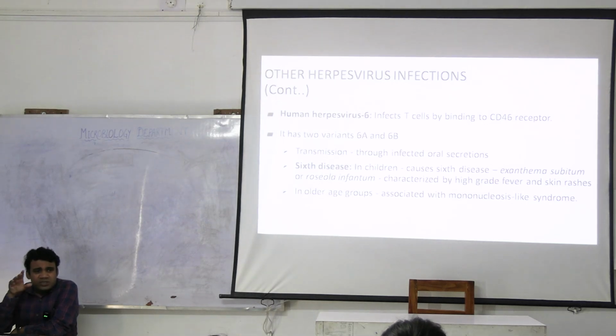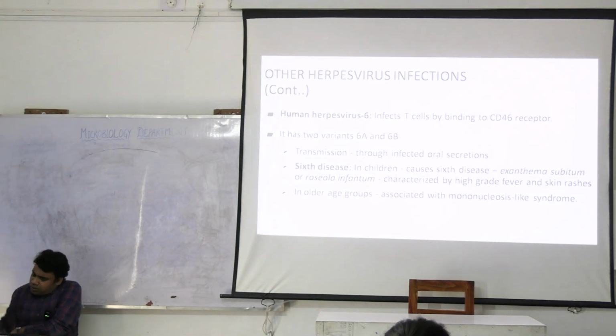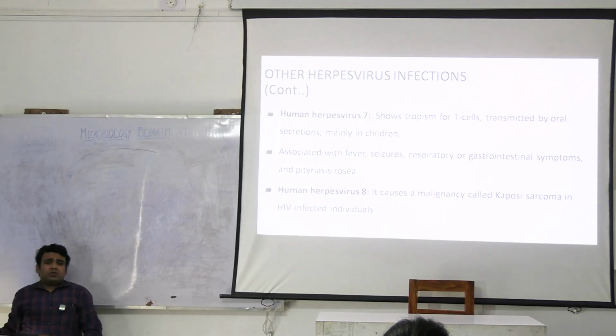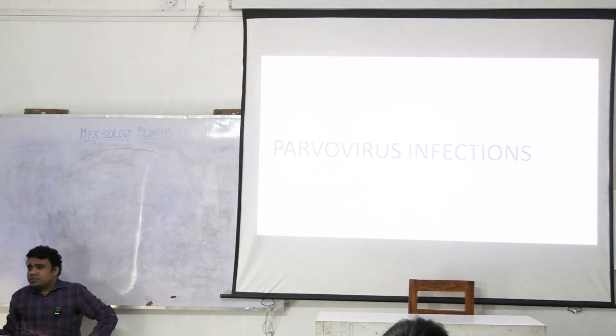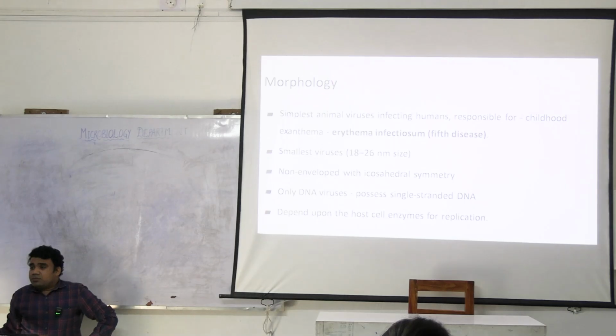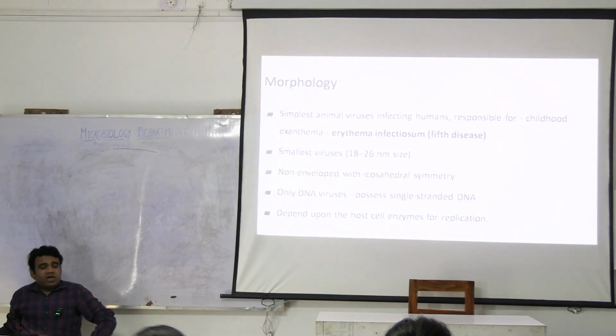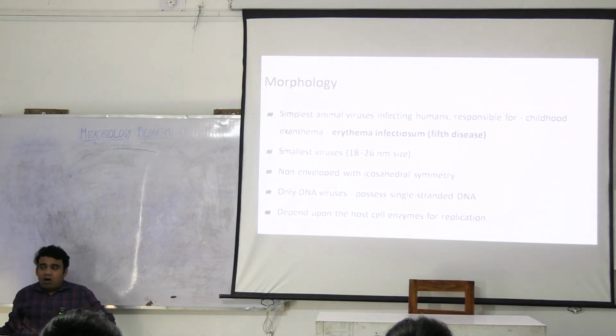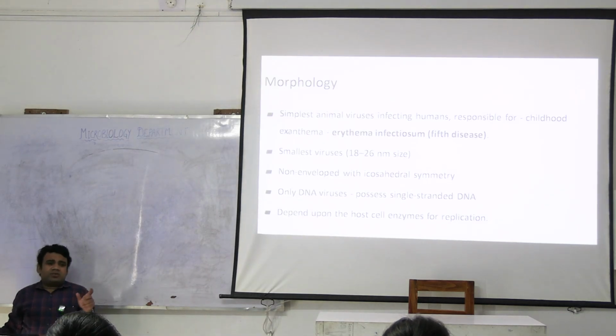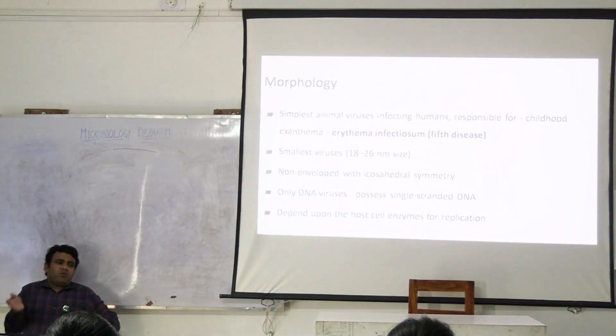Earlier, many diseases were classified as the first disease, second disease, third disease. Similarly, sixth disease. This is called roseola infantum, and in a slightly older age group, it can cause infectious mononucleosis like symptoms. Next comes a virus called parvovirus. It is notorious. This causes a disease in childhood, which is called the fifth disease, or erythema infectiosum. As the name suggests, erythema means reddish colored lesions, and infectiosum means it can spread from one child to the other.